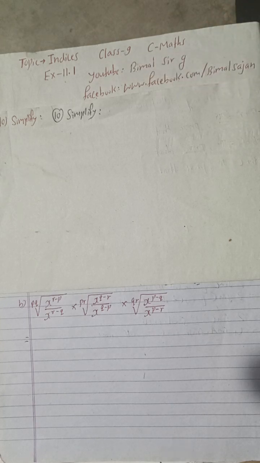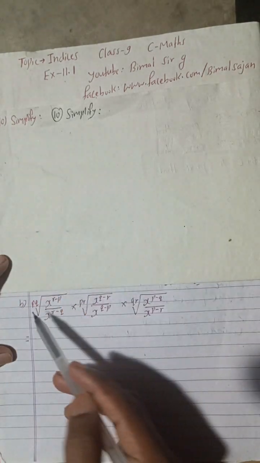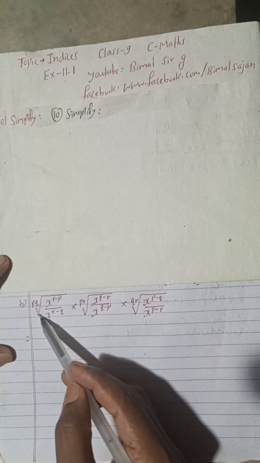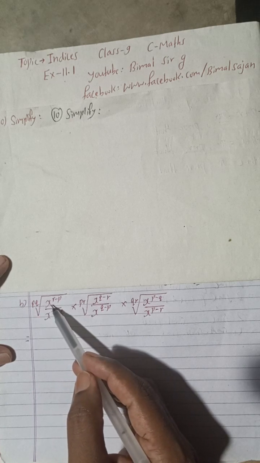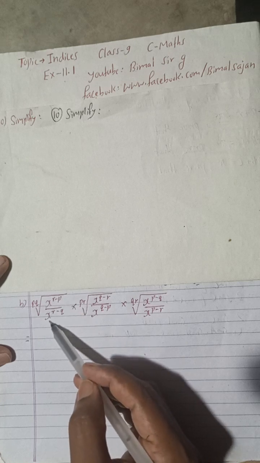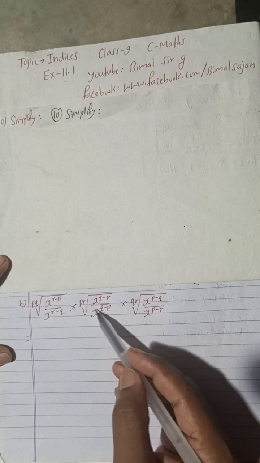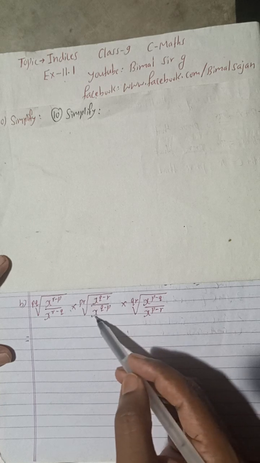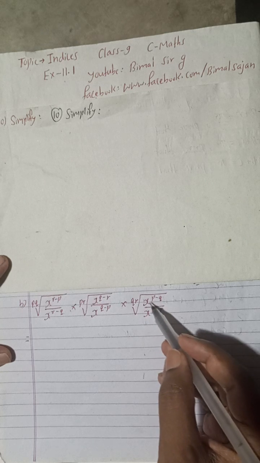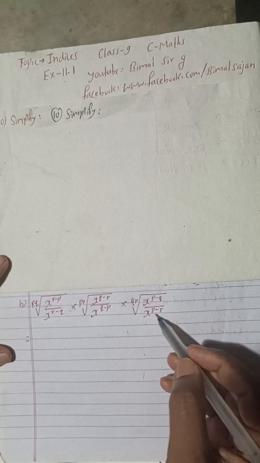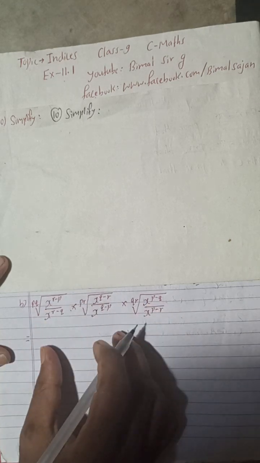Now let's begin the solution. This is 10B: simplify the PQ root of x to the power r minus p by x to the power r minus q, into the PQ root of x to the power q minus r by x to the power q minus p, into the QR root of x to the power p minus q by x to the power p minus r. I am not going to write the solution first, I will just solve this.